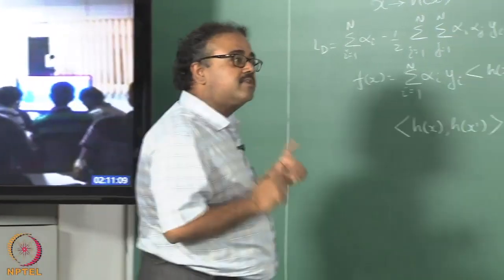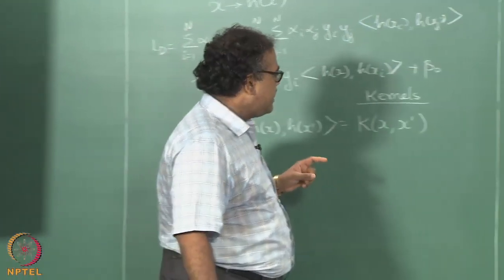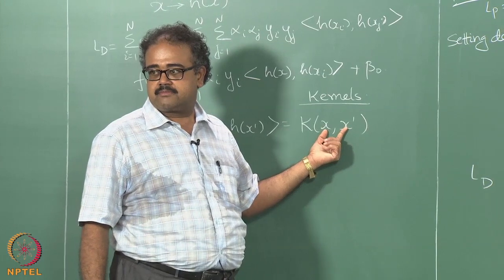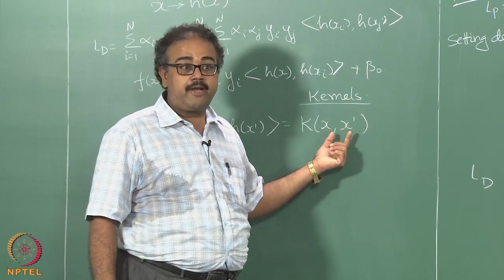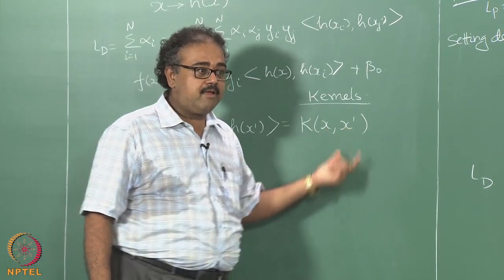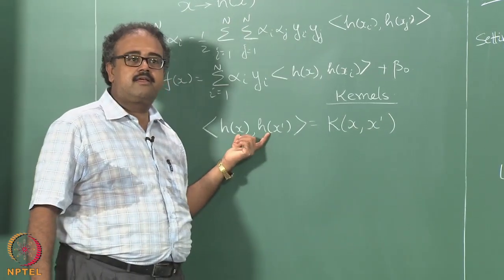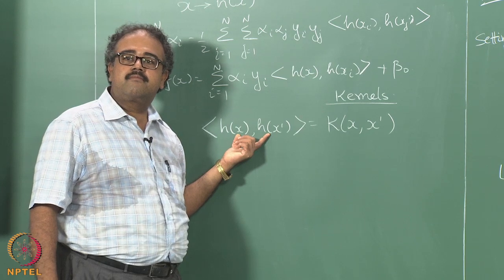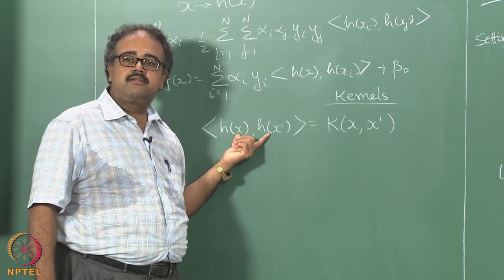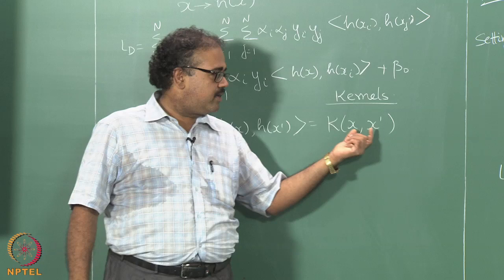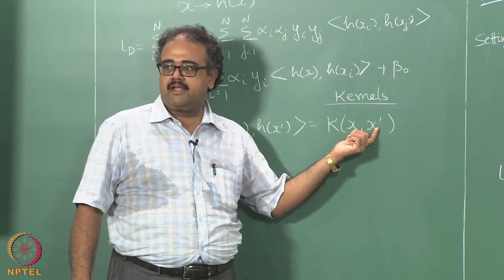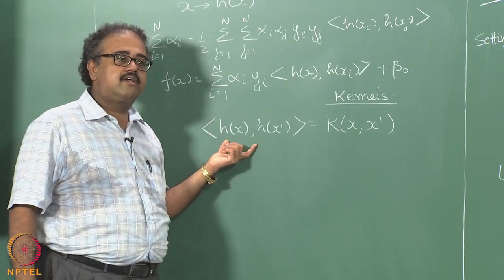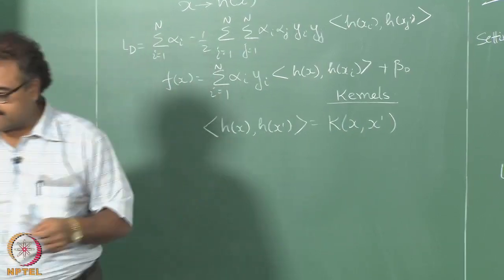So the nice thing about the kernels that we use is that they actually operate on x and x prime, but they are computing the inner product of h of x and h of x prime. Did you see that? They are going to work with x and x prime, but they will be computing the inner product of h of x and h of x prime. So I will give you an example.